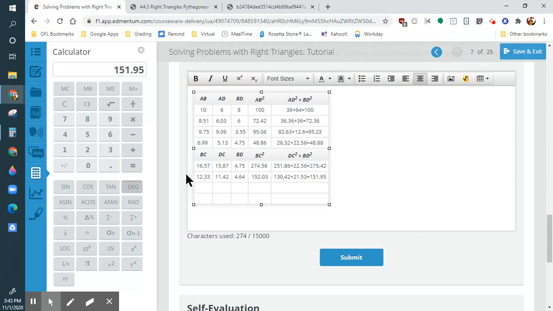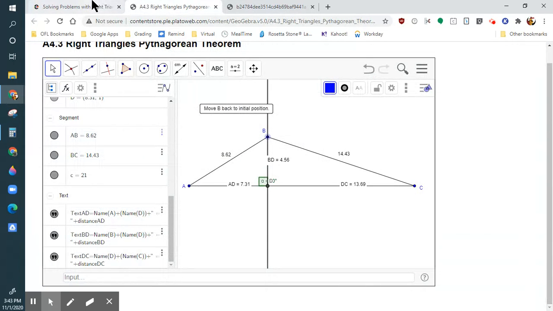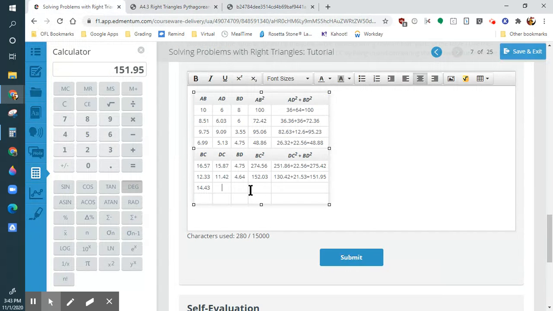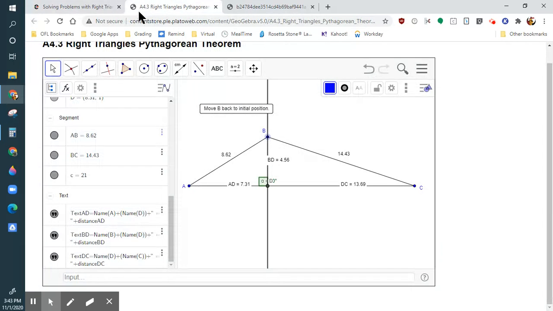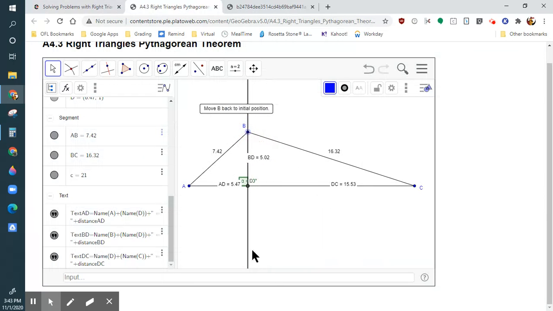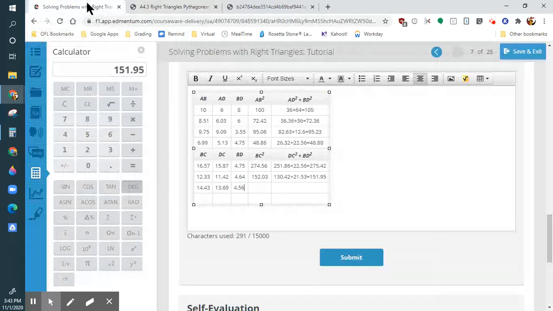So alongside 14, 14.43. I'll do all the calculations at the end just to make it faster. 13.69. And 4.57. 4.56. Yep. Let me move this over. 16.32.